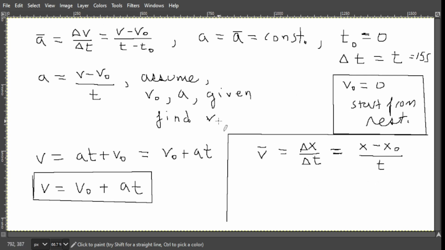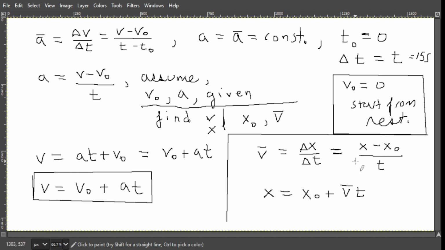And again, here I'm going to assume that we're given the initial position and the average velocity, say. And we want to find the final position. So here we wanted to find final velocity, here we want to find final position. To do that, just do the same procedure.